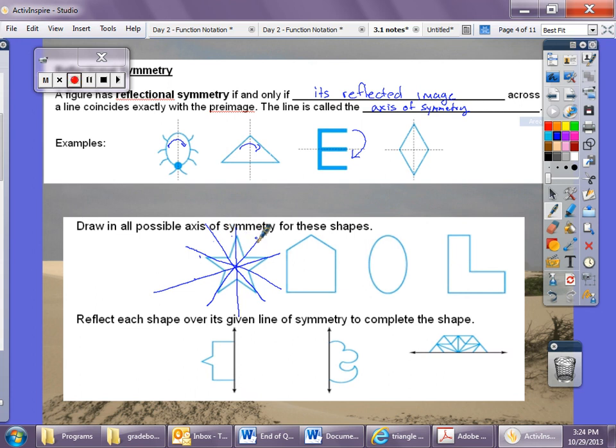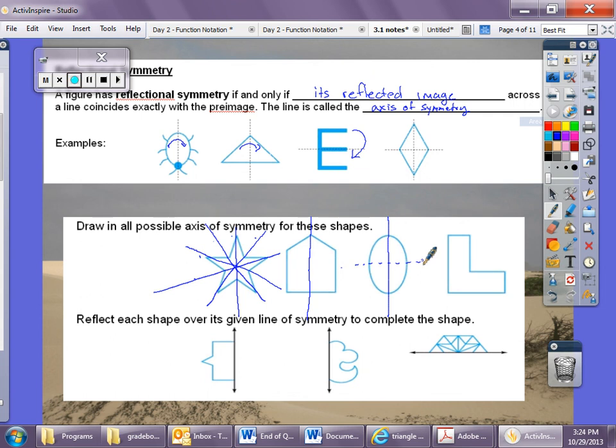So for the next shape, we can draw a line right down the middle. If we flip it, it'll fold over onto itself. Now if you cut it in half, it's not going to match up to itself. With the oval, well, we can go right down the middle, or we can go right over that way.